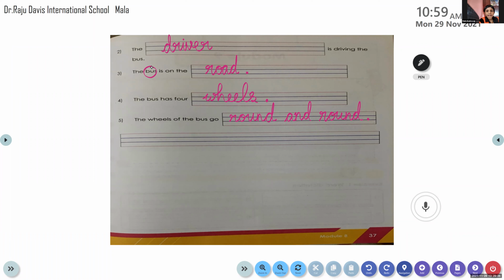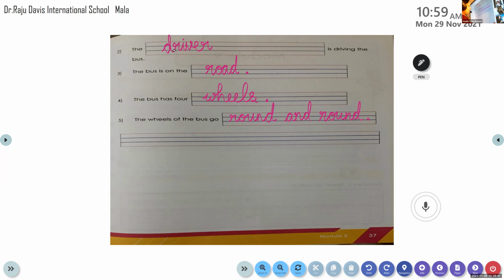Bus. One more time. Bus. Bus, yes. Now you got it right. Bus, not best. Bus. Bus. Bus. Okay, okay. Good. Thank you, Nakshatra.